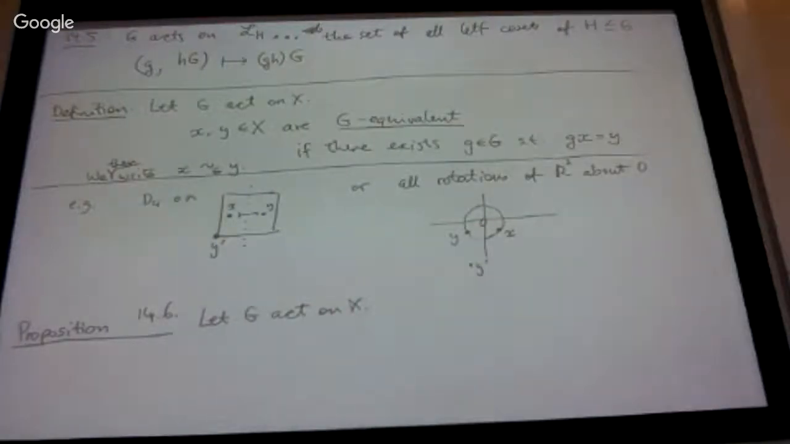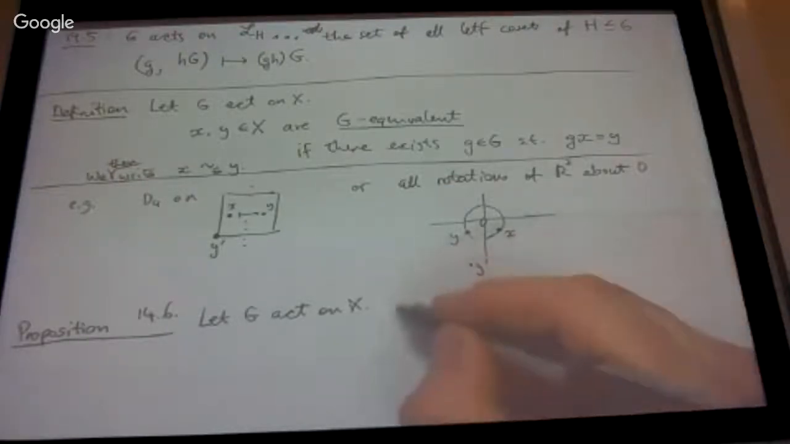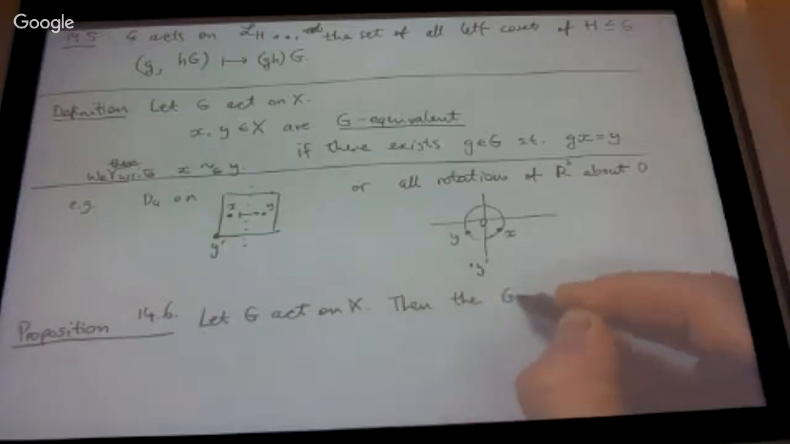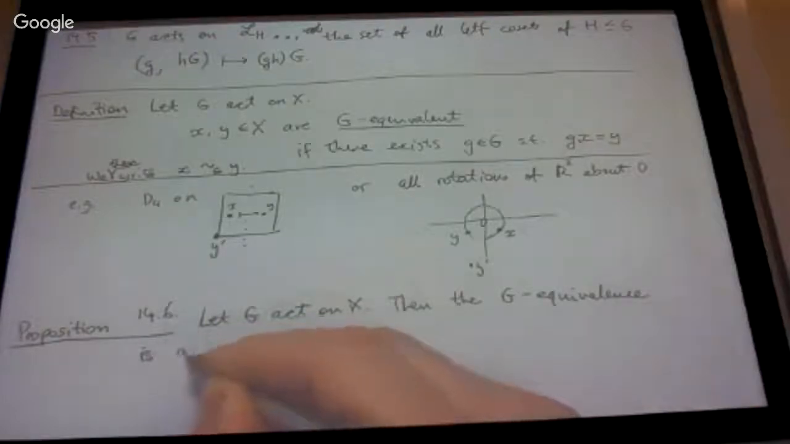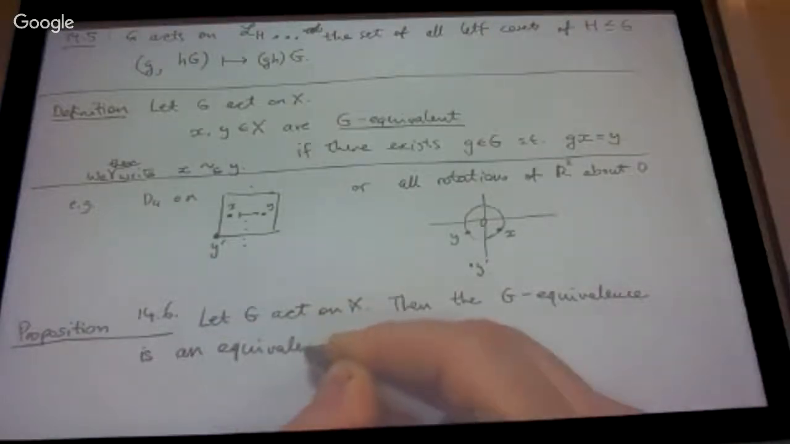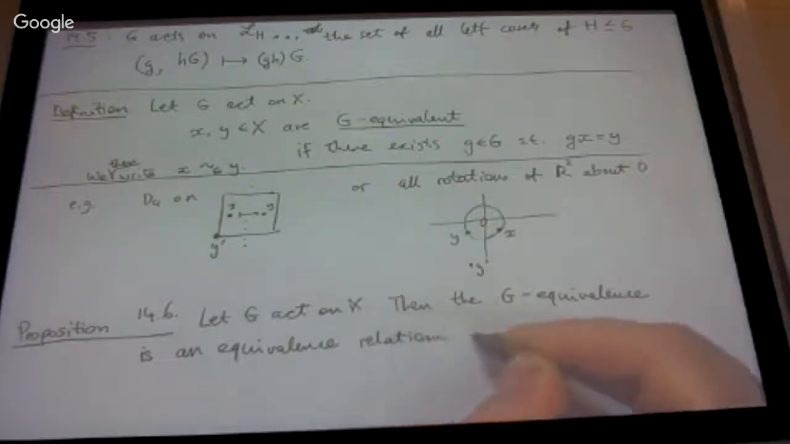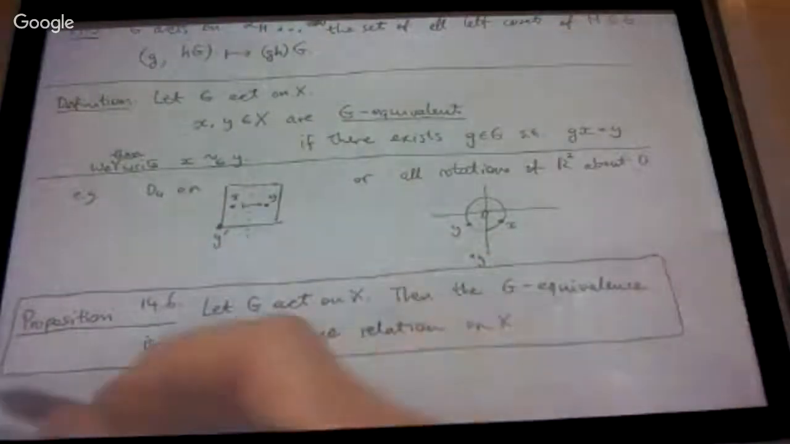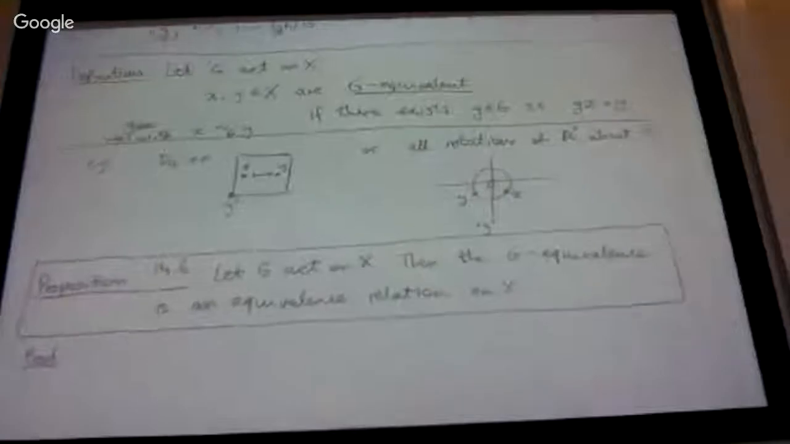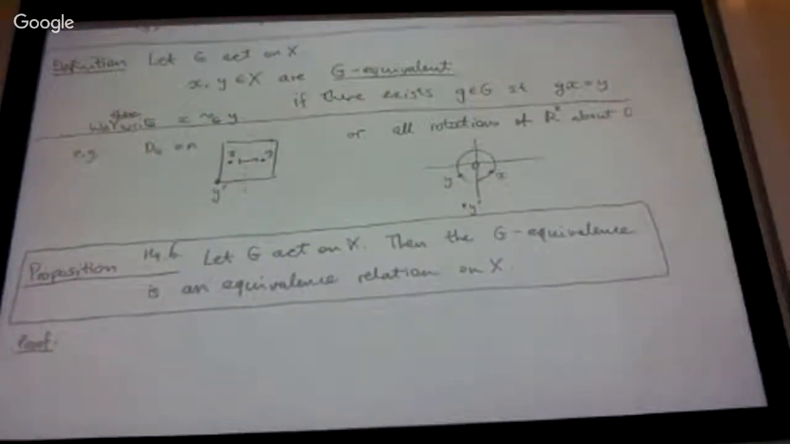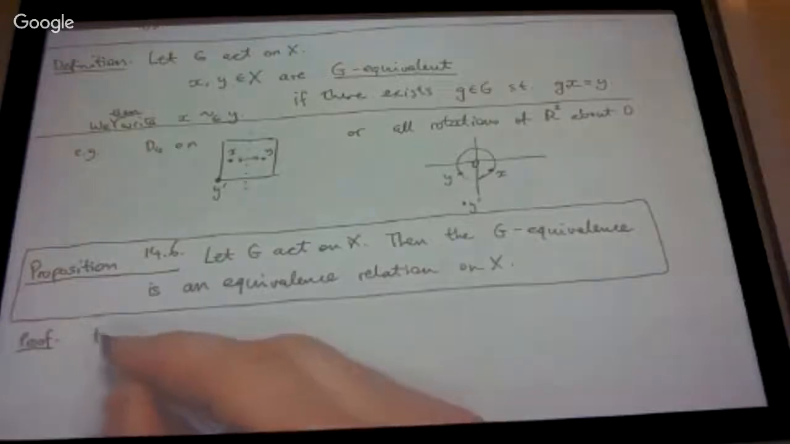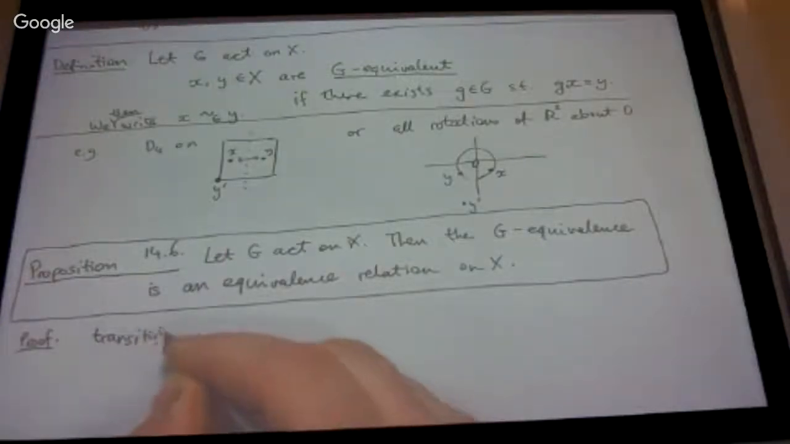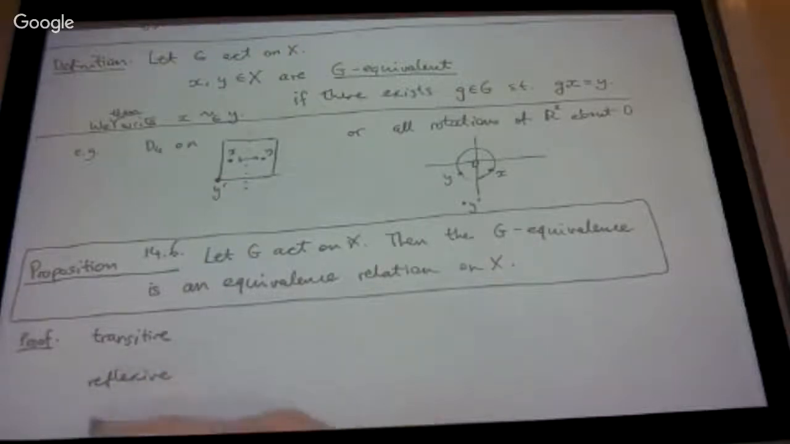I think every definition, theorem, proposition and lemma here starts with: let G act on X. Then G equivalence is an equivalence relation on that set. What does it mean to be an equivalence relation? It's reflexive.